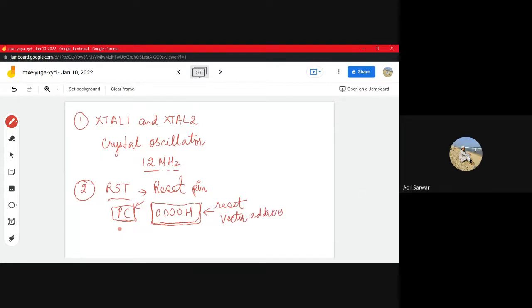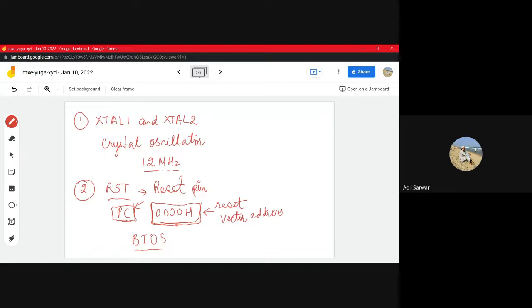Okay. And what happens when the reset button is set? Then there is a program called BIOS, which is actually a booting program, and it is executed once the reset button is set.